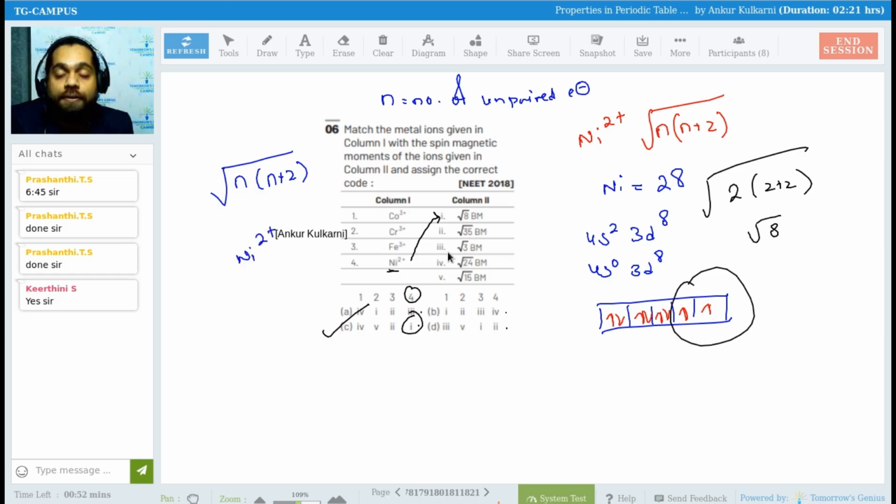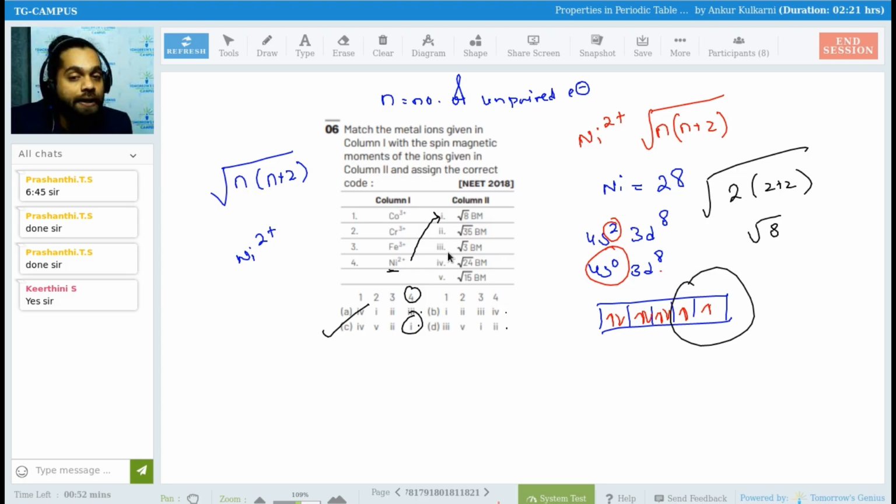So whenever you get a positive charge, Anthony, that means you are going to remove electrons. Correct? So I have 2 positive charge, which means I'll remove 2 electrons. First you have to remove them from 4s, then only go to 3d. So I have removed them from 4s, it has become 4s0 and 3d8 as it is.